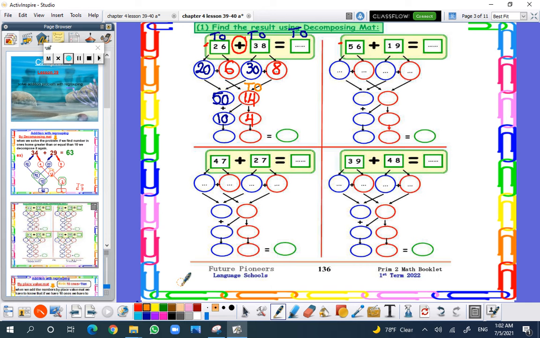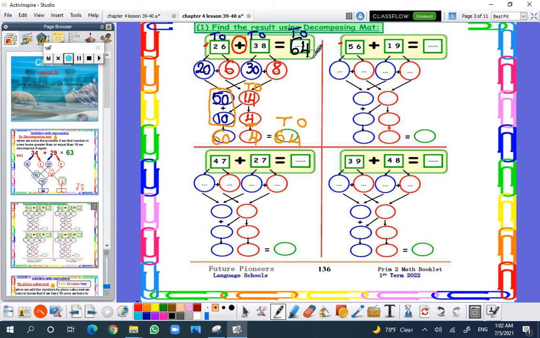And the last step is I'm going to add the tens together. 50 plus 10 equals, great job, 60. And 4, don't forget to write 4 on the ones as it is. 60 plus 4, so I'm going to write TO. 6 on the tens, 4 on the ones, so the answer will be 64.